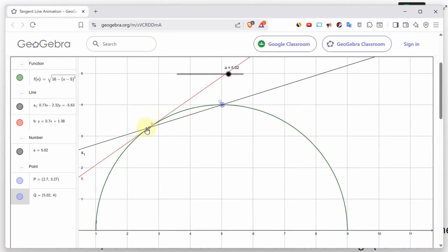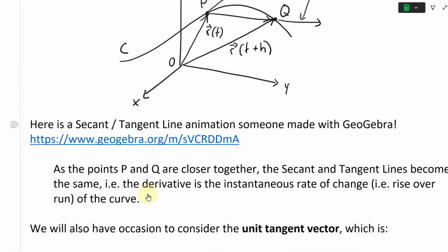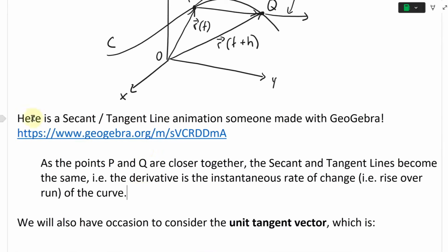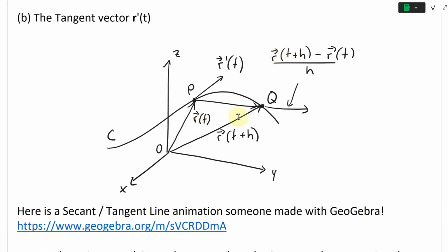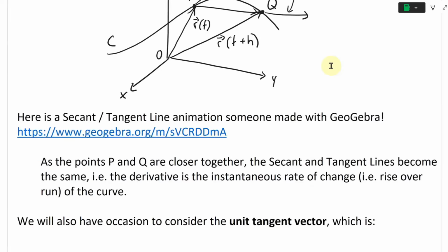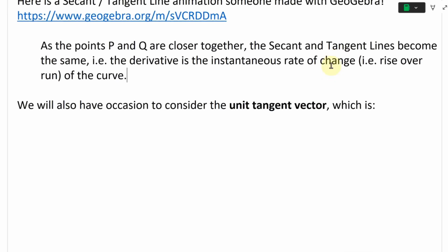As Q gets closer to P, in other words, the h value approaches 0, then they basically coincide. So as the points P and Q are closer together, the secant and tangent lines become the same, i.e. the derivative is the instantaneous rate of change, i.e. rise over run of the curve. So in this case, there's the rise: the difference between these two values divided by the parameter difference h. So this one is r of t plus h minus r of t, divided by h. Very similar to regular real valued derivatives.